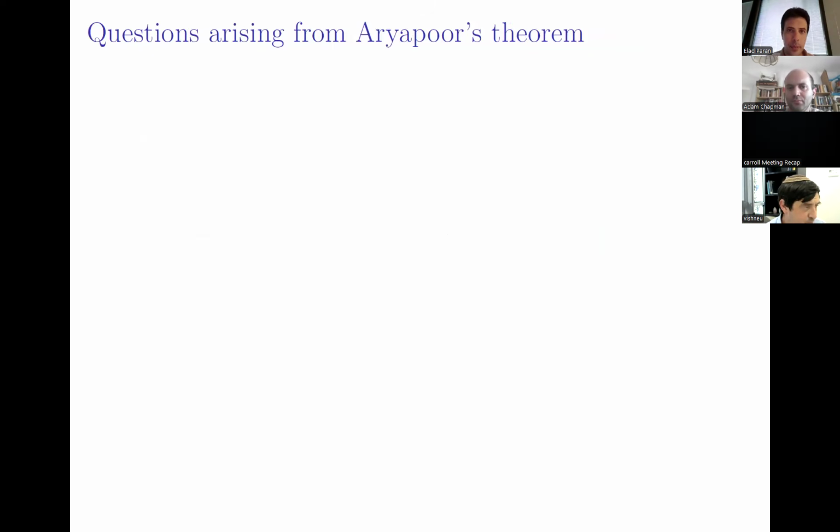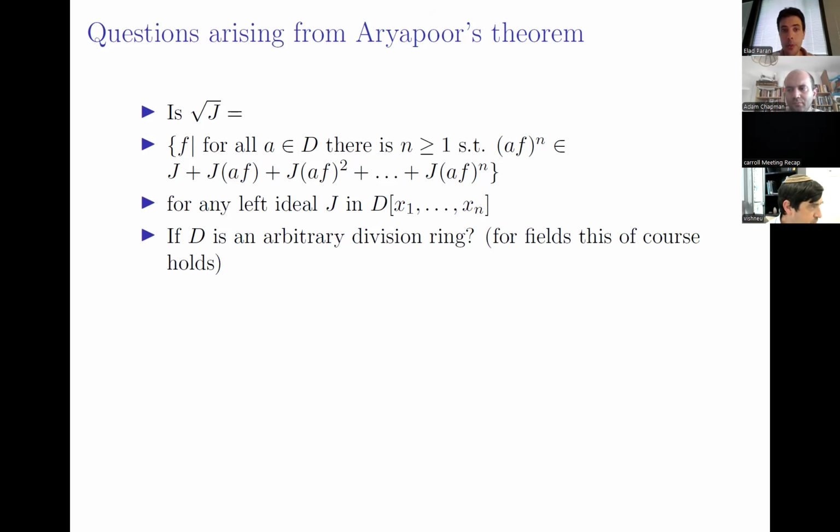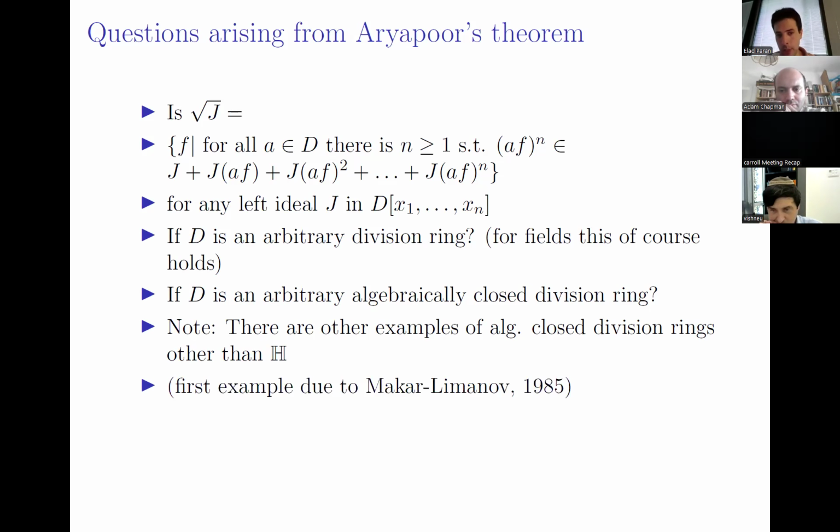Okay, this raises some immediate questions. So first, can this description work for arbitrary division rings, or can this description work at least for algebraically closed division rings? And I should point out that there are other examples of algebraically closed division rings other than the quaternion algebra. Most notably, a very famous one due to Makar-Limanov from 1985, which I will not get into. And this is somehow an important question.